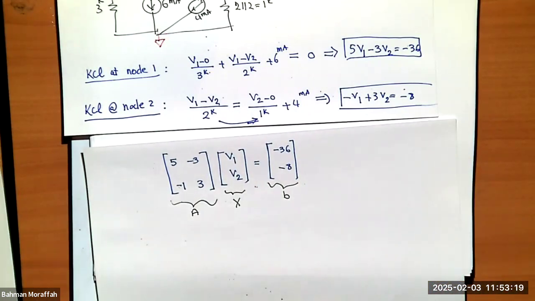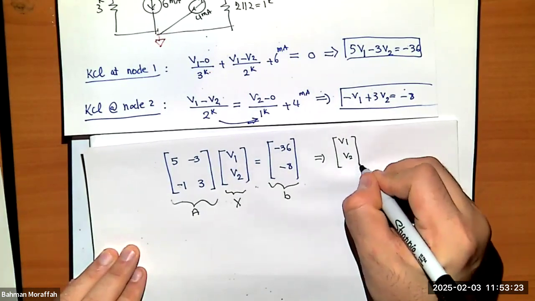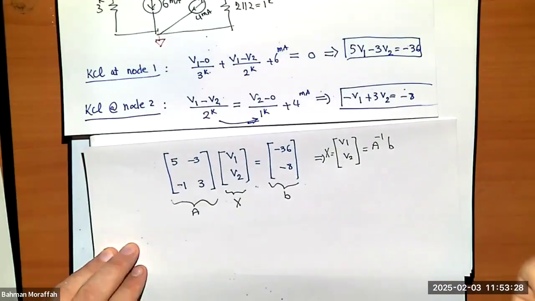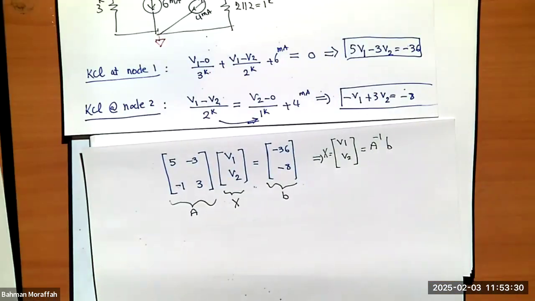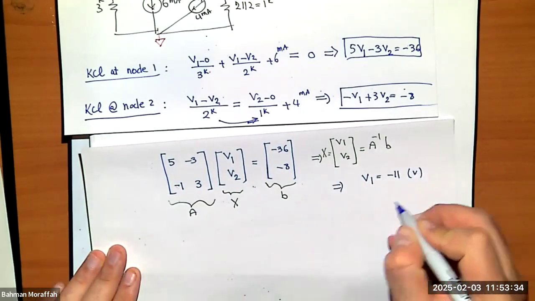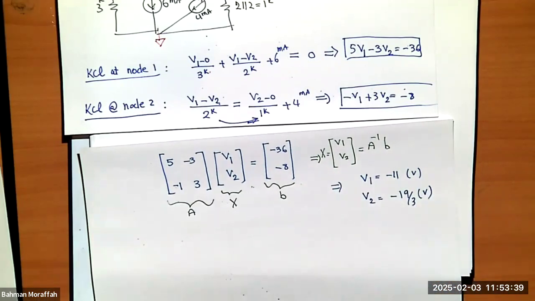I can compute X, which is V1, V2, as A inverse times B, right? If I do that, it turns out V1 is minus 11 volts. V2 is minus 19 divided by 3 volts, right? Now we know these things. Let's answer a few questions. Okay?